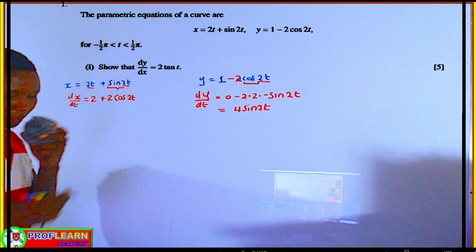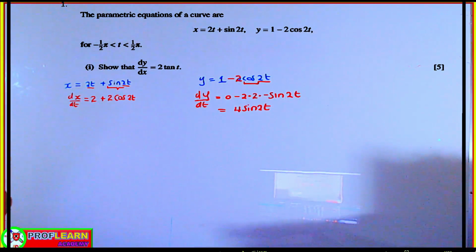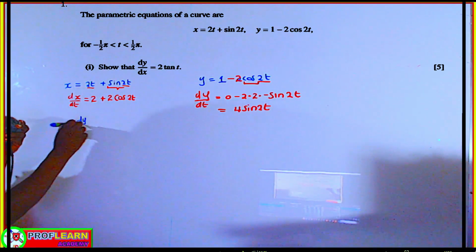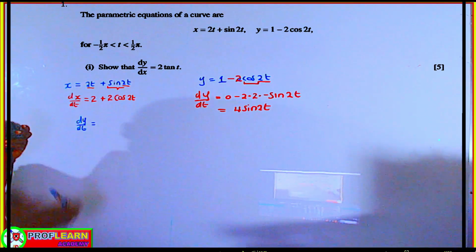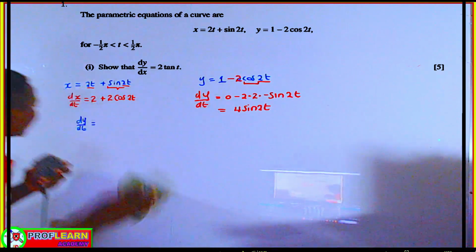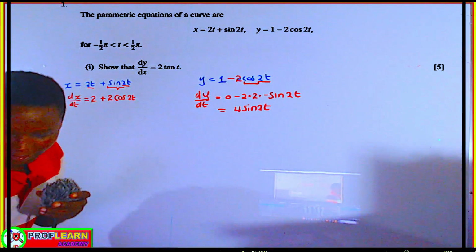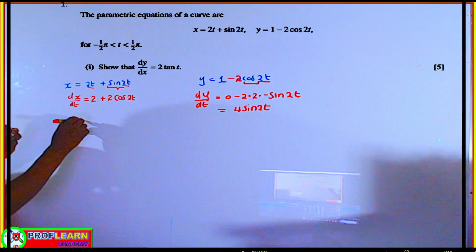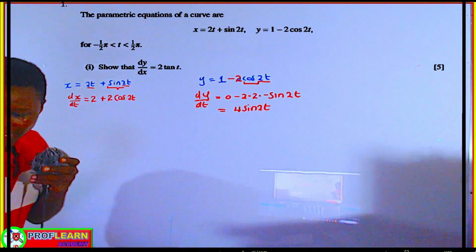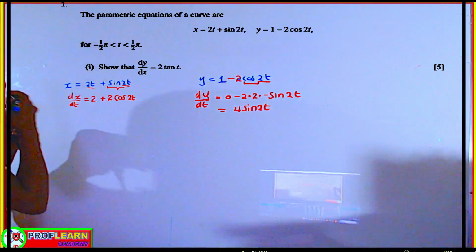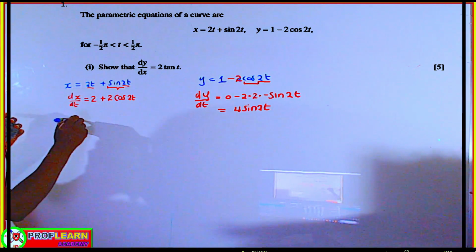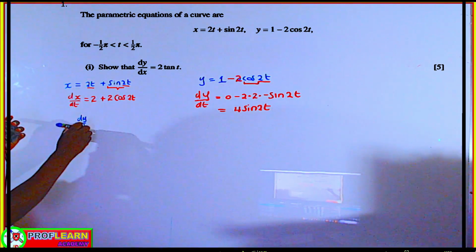Now once you have those functions with respect to t, we are going to find dy/dt. Let me just write it properly here. I think we need to slow down a little bit so that we can continue properly. So we are finding dy/dt.